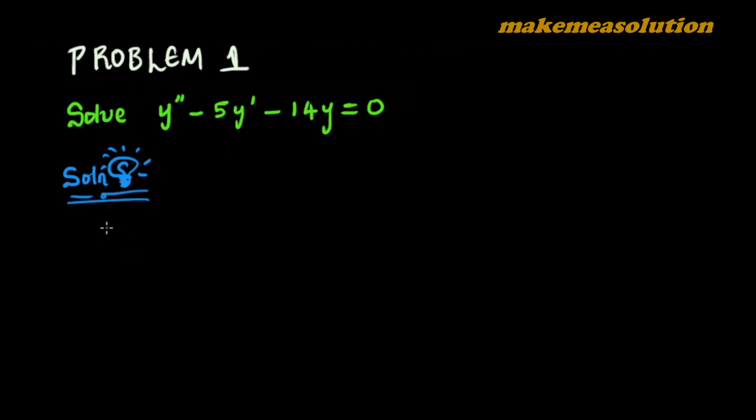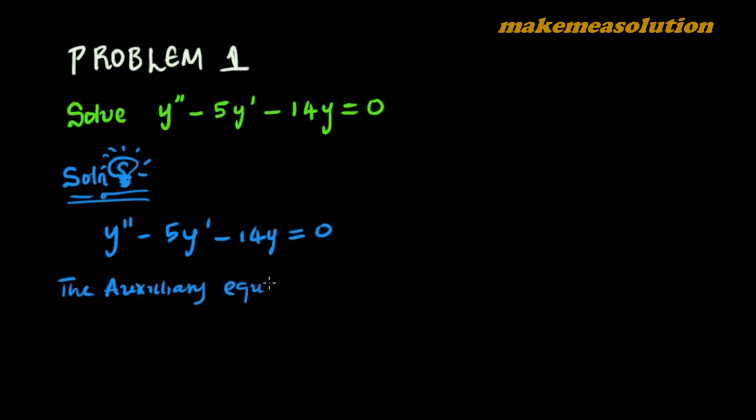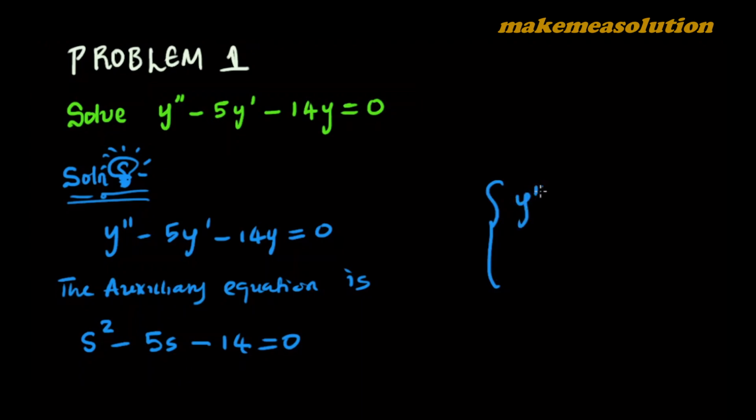To solve this problem, y prime prime minus 5y prime minus 14y equal to 0, the auxiliary equation is simply s square minus 5s minus 14 equal to 0. Remember how I got the auxiliary equation: just replace y prime prime with s square, then replace y prime with s and replace y with 1. Okay, so this is the shortest way to get your auxiliary equation.